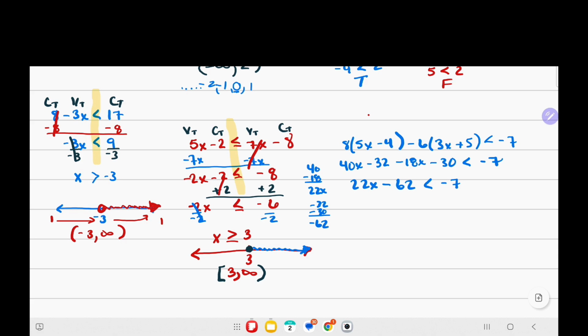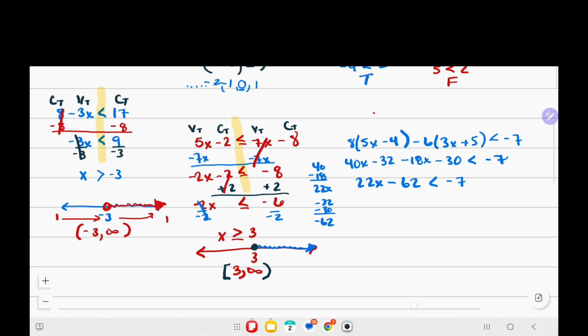All right. Now, we're trying to get the variable term by itself. So we add 62 to both sides. Now we're down here to rule 5. Add 62 to both sides. And we get 22x comes down, 62's cancel because we moved them. Less than sign here. And we get a positive 55. And then to get the x by itself, we divide both sides by 22.